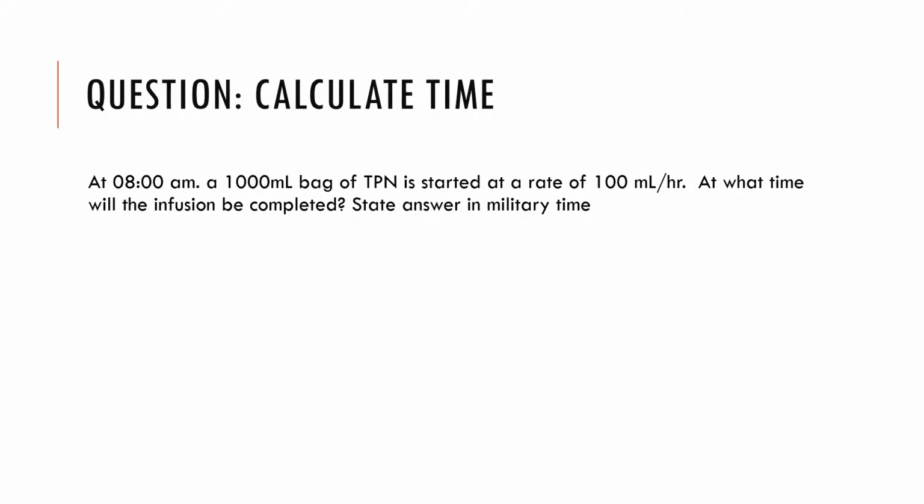And then calculate time. Okay, it's 8 a.m. and there's a liter bag of TPN that started at 100 mLs per hour. And so when do you expect the infusion to be completed? Or in other words, when do you think you're going to need to hang your next bag? So what's that answer? And make sure you put it in military time.